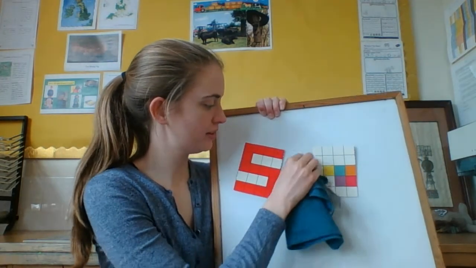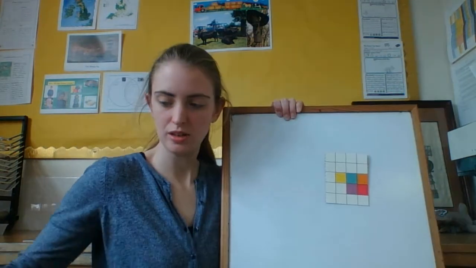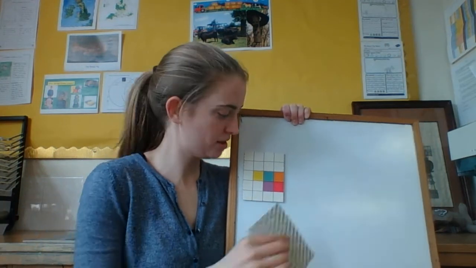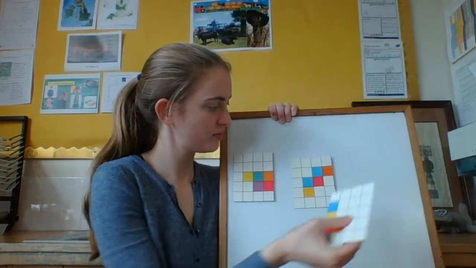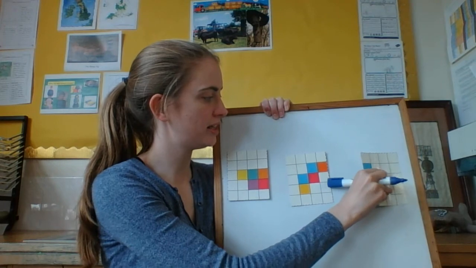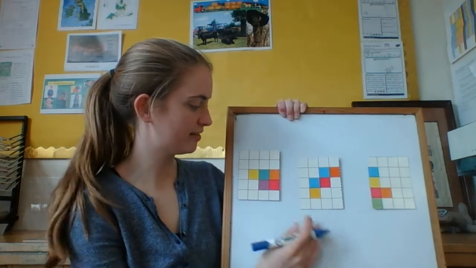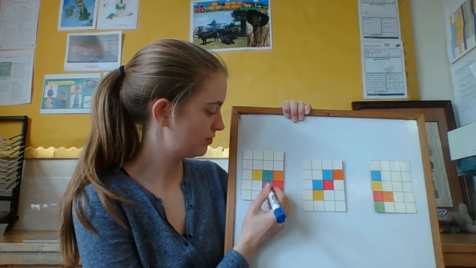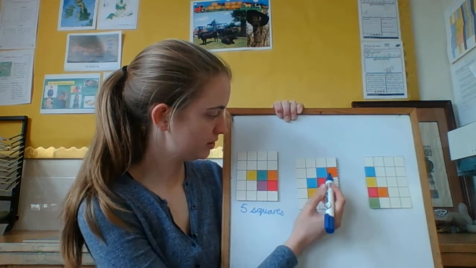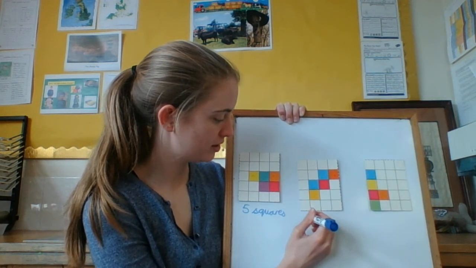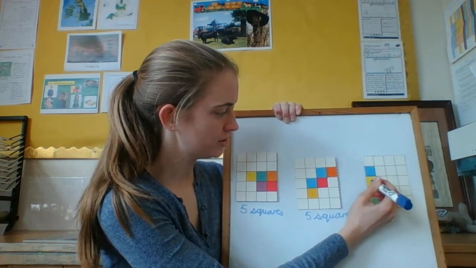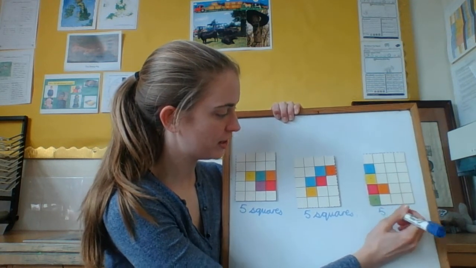And comparing those, we're now going to have a look at some more. So, we're going to keep that one. We're going to have a look at that one, this one, and this one. So, let's have a go. So, first of all, we count how many we have in each one, what the area of each shape is. So 1, 2, 3, 4, 5. 5 squares. This one. 1, 2, 3, 4, 5. 5 squares. And this one. 1, 2, 3, 4, 5. 5 squares.